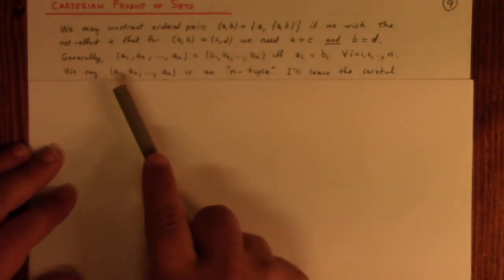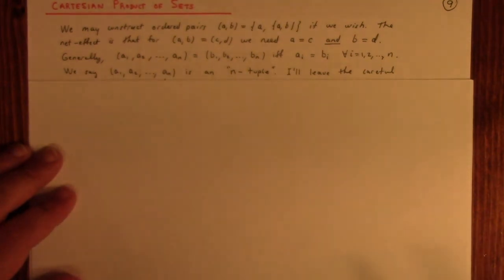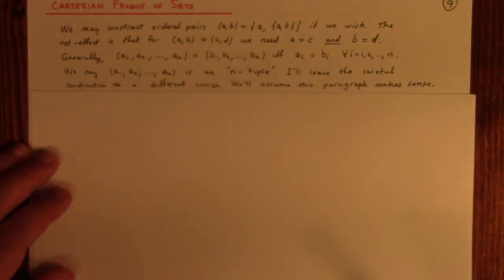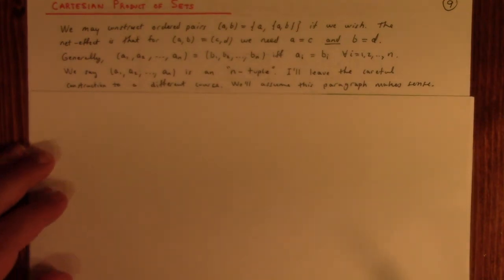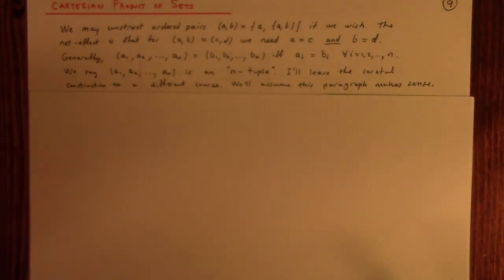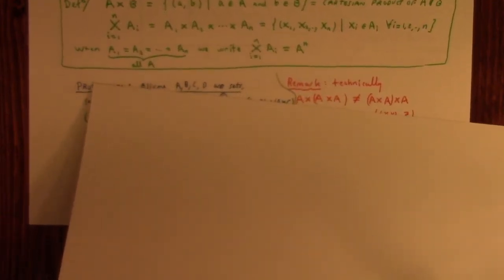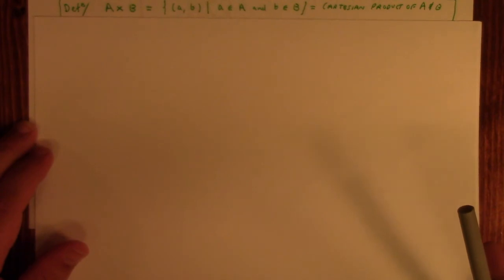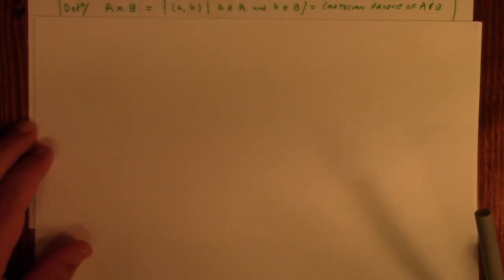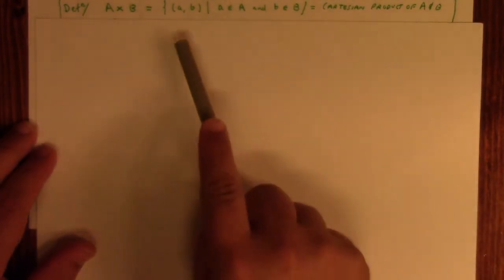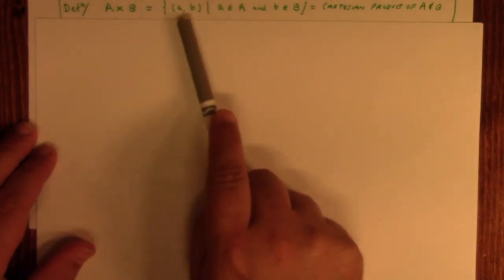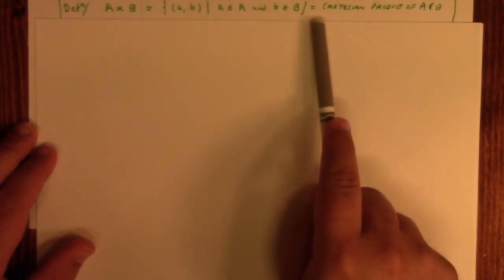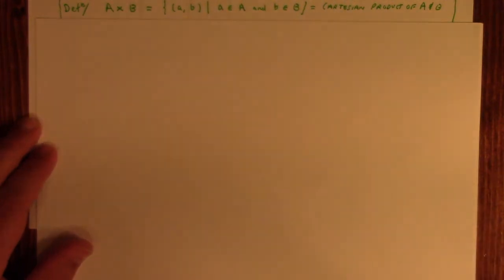So we also say that this is a so-called n-tuple, and I'll leave the careful construction of these to a different course. We'll just assume that this paragraph makes sense in here. I hope that's not too much of a jump for you guys. Anyway, in a lot of other math courses, you just say consider an ordered pair. You wouldn't even think about it, right? So I'm already kind of quibbling more than I would usually. A cross B is the set of ordered pairs such that A is taken from A and B is taken from B. This is also called the Cartesian product of A and B.